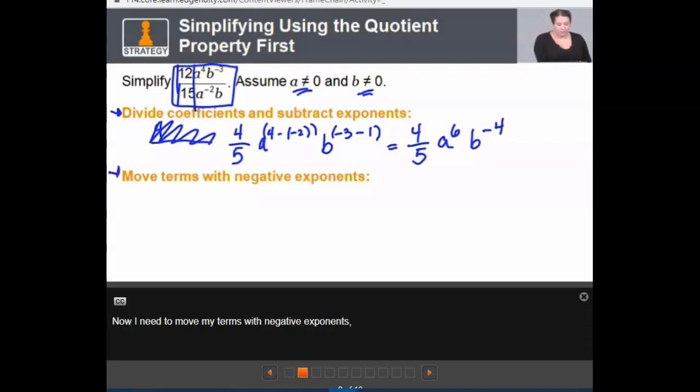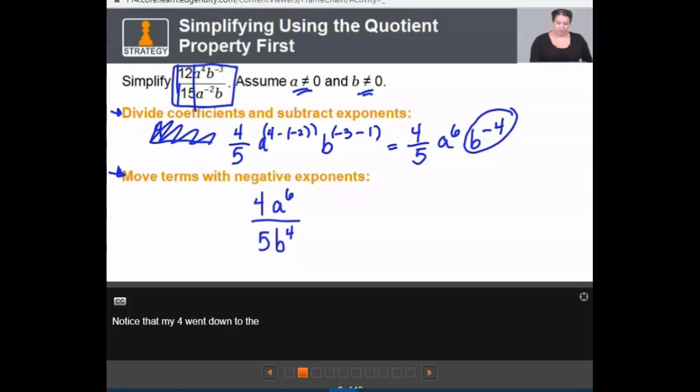Now I need to move my terms with negative exponents, because to be truly simplified, I don't have negative exponents. I'm going to take this b to the negative 4th, which is currently in the numerator, and move it to the denominator. 4 a to the 6th over 5 b to the 4th. Notice that the negative 4 went down to the denominator and became positive. And I'm done.